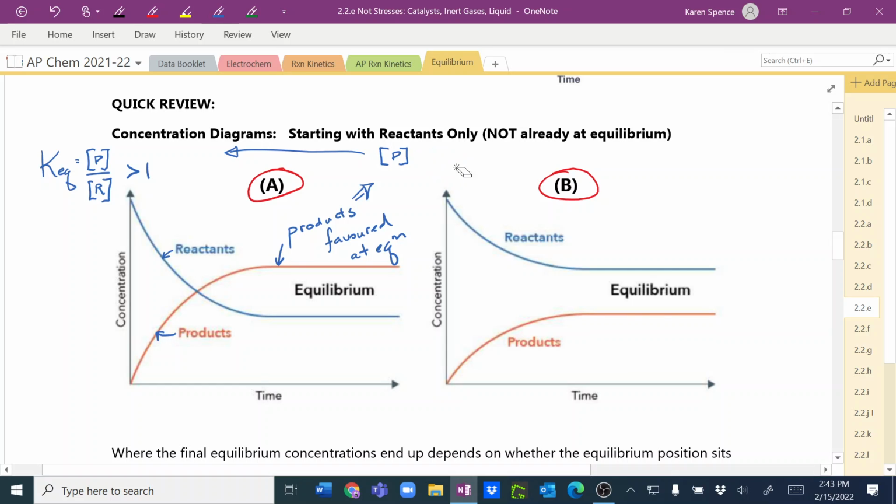I'm not sure why I wrote this over at the other diagram. I'm going to move it back over here. Products is greater than reactants. And I don't know why I have this arrow. That looks confusing. I'm just going to get rid of that. Okay. In this other situation, here are our reactants. Here are our products. What's favored at equilibrium? Reactants are favored at equilibrium.